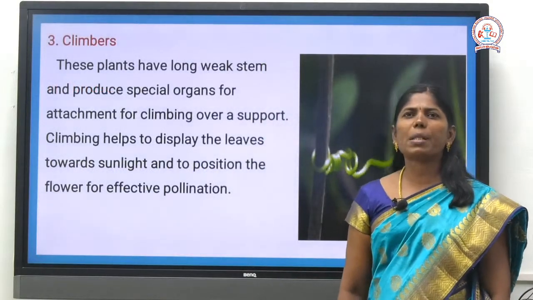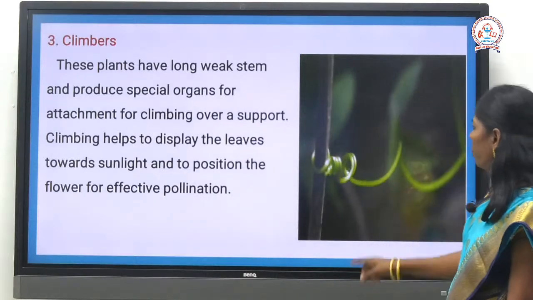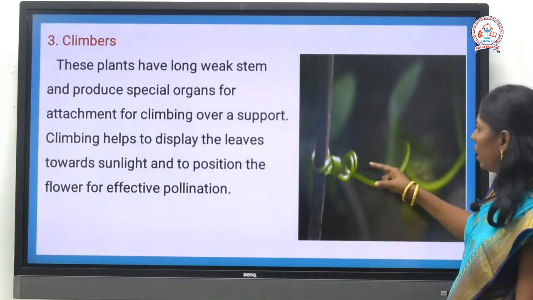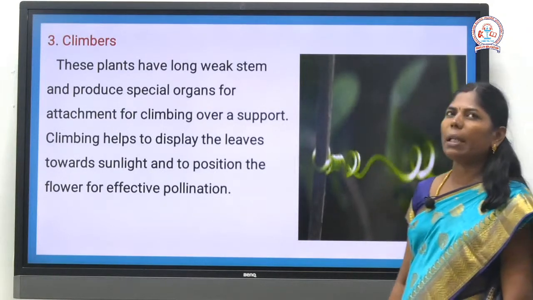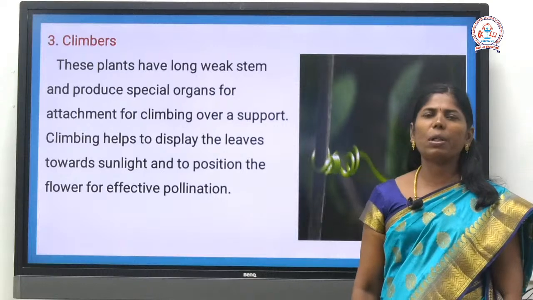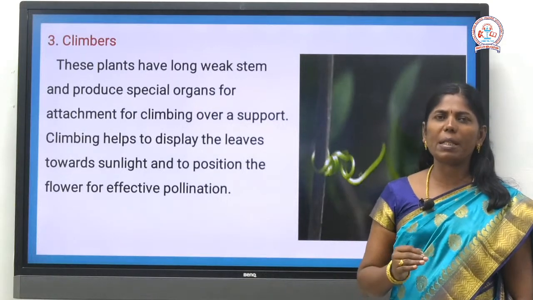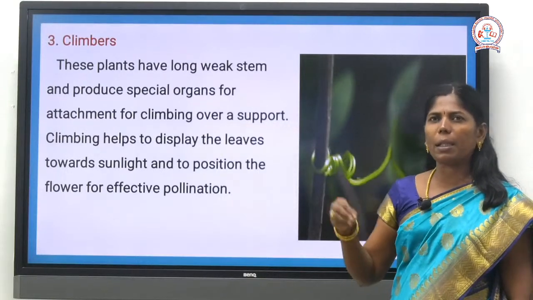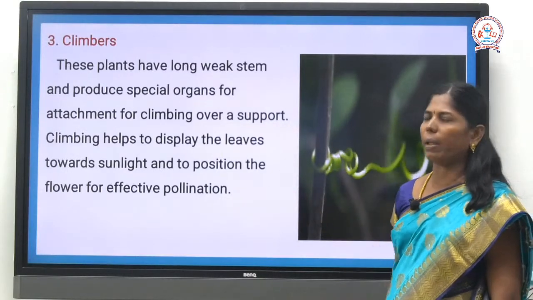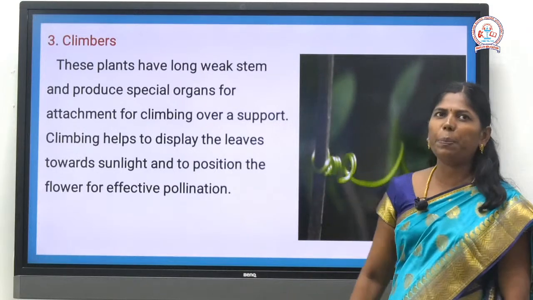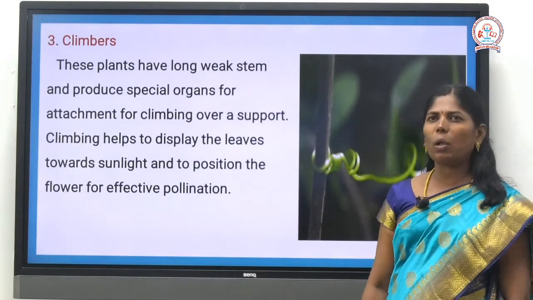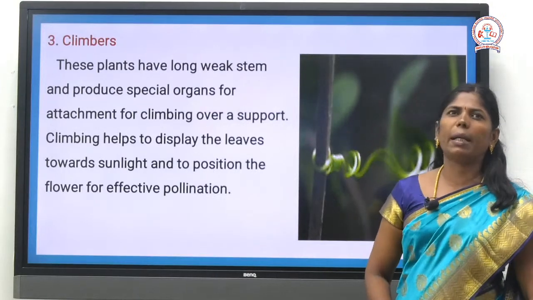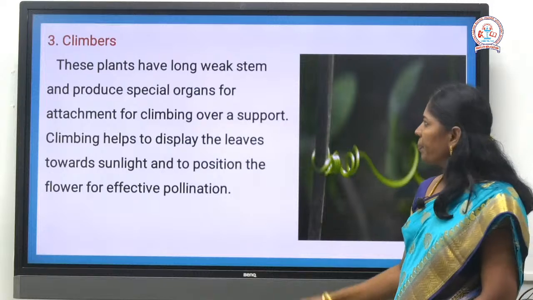Next one is climbers. Climbing means they climb on neighboring materials. Whatever neighboring material is there, they have the tendency to climb on it. These are the climbers. Actually they cannot erect themselves. It is a very weak stem. Plants with weak stems cannot stand by themselves, so they cling to the plants nearby. That is why they are called climbers. These plants have a long weak stem. The stem is very long. Long weak stem is there, so that is attached.